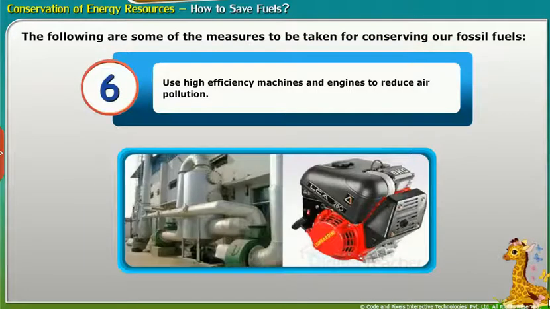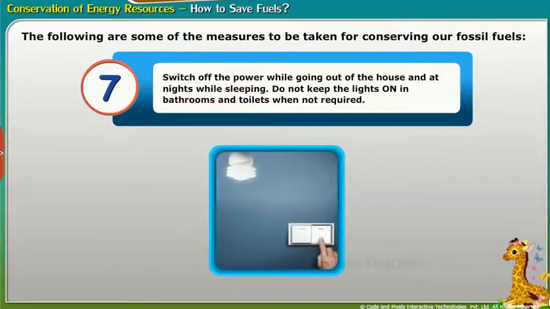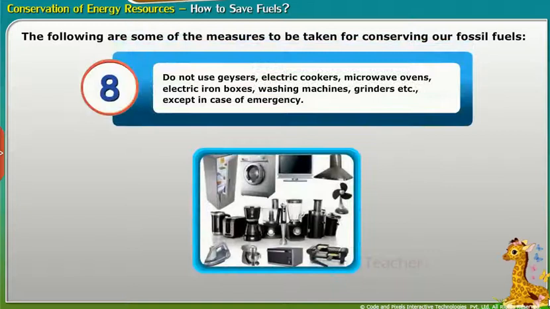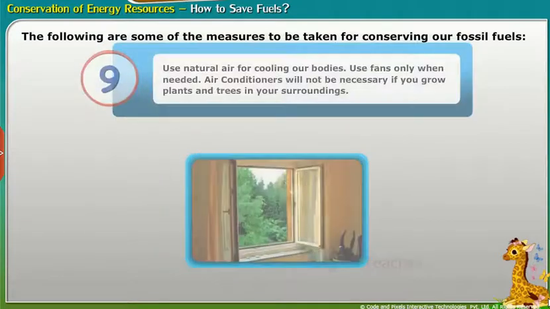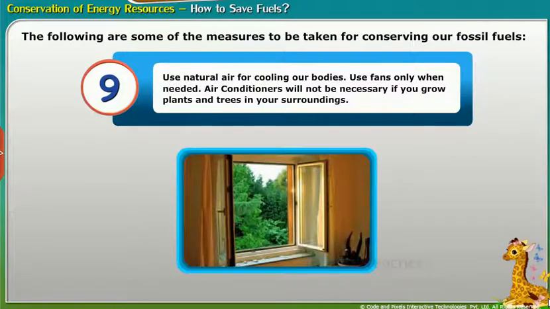Use high-efficiency machines and engines to reduce air pollution. Switch off the power while going out of the house and at nights while sleeping. Do not keep the lights on in bathrooms and toilets when not required. Do not use geysers, electric cookers, microwave ovens, electric iron boxes, washing machines, grinders, etc. except in case of emergency. Use natural air for cooling our bodies. Use fans only when needed. Air conditioners will not be necessary if you grow plants and trees in your surroundings.